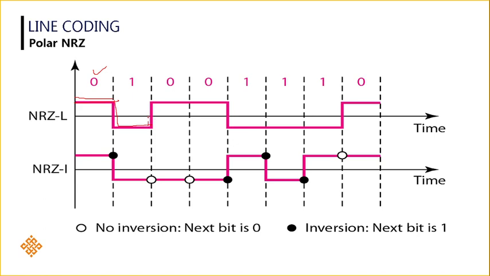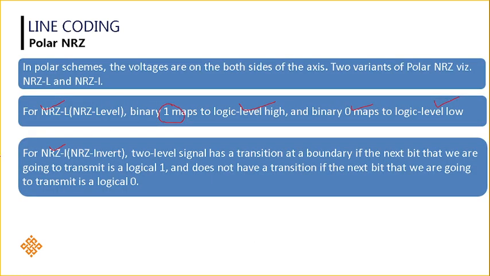Similarly, when there is a 0, positive voltage, and again there is a 0, continue the same positive voltage. When the 1 comes, negative voltage, meaning negative cycle. Again 1, continue with the same negative cycle. Again 1, continue with the same negative cycle. 0 is there, go for positive cycle. So hope you understood. Next we have NRZ-I, that is NRZ invert.